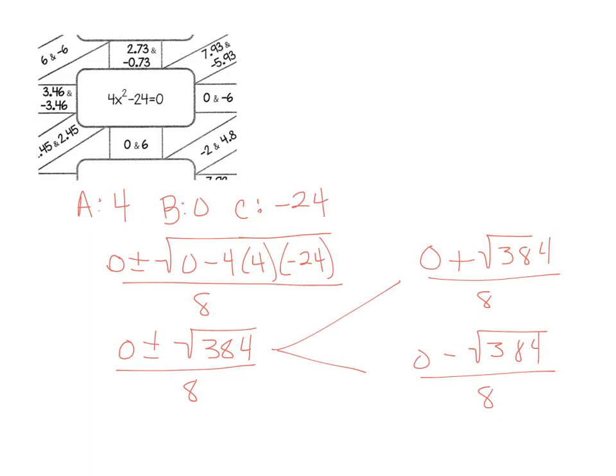So I'll do the first one. Square root of 384 divided by 8 gives me 2.45 when rounded to the hundredths place. The one on the bottom, I've got negative square root 384 equals, divided by 8, gives me negative 2.45. So it must be this one here, going in this direction.